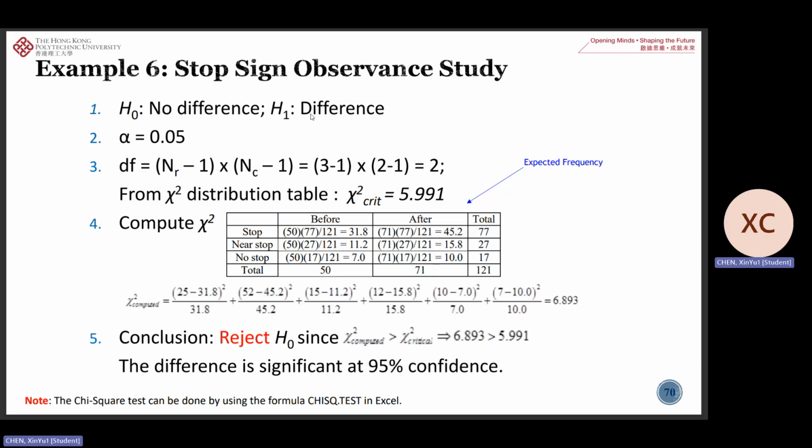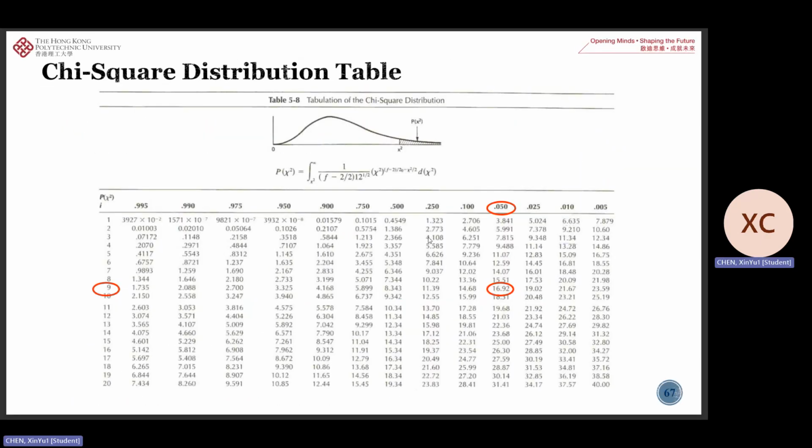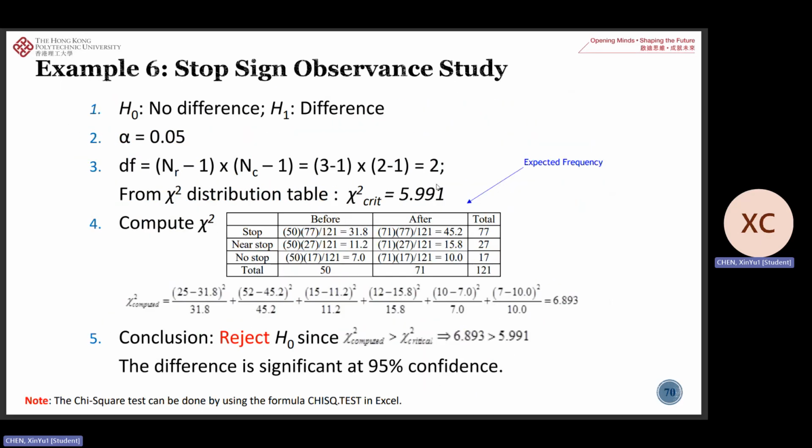And then H1 is the alternative hypothesis, which means that they are different. And also the 95% significance level. Then we can calculate the degrees of freedom, and it's equal to 2. From the distribution table, chi-square at 2 degrees of freedom and 95% is 5.991. So this is the criterion to decide whether to reject the null hypothesis or not.